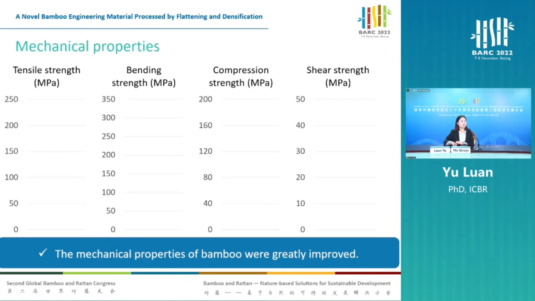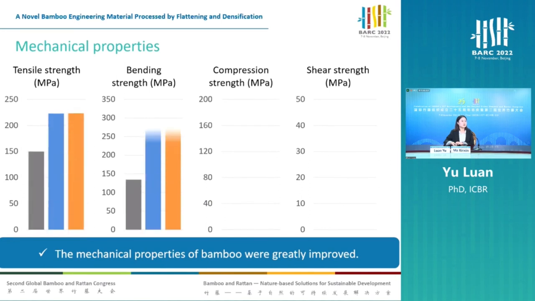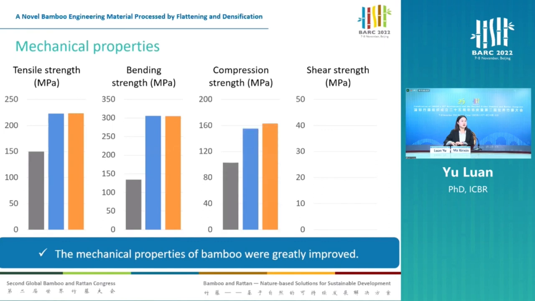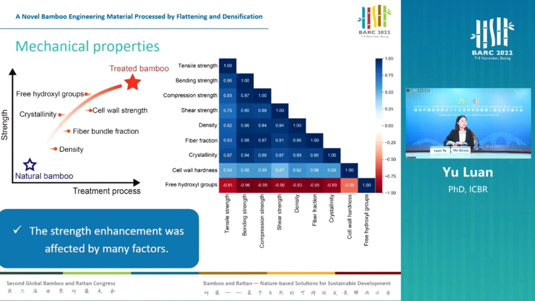The mechanical properties of bamboo after treatment were tested, and the results showed that the tensile strength, bending strength, compression strength, and shear strength were greatly improved. The strength enhancement was affected by many factors, and the correlation analysis showed that the density, fiber fraction, cell wall strength, crystallinity, and the number of free hydroxyl groups have dominant effects on the improvement of mechanical properties.